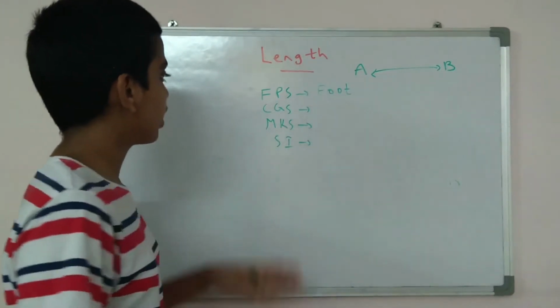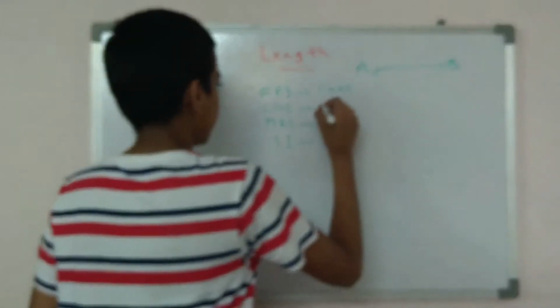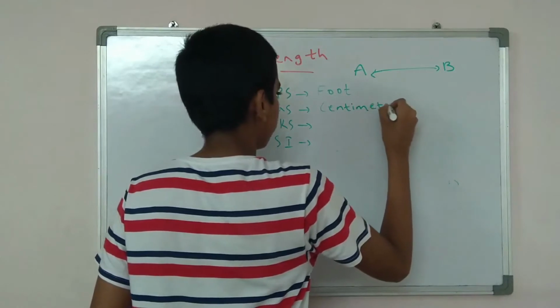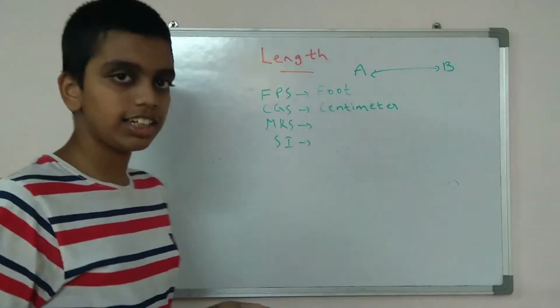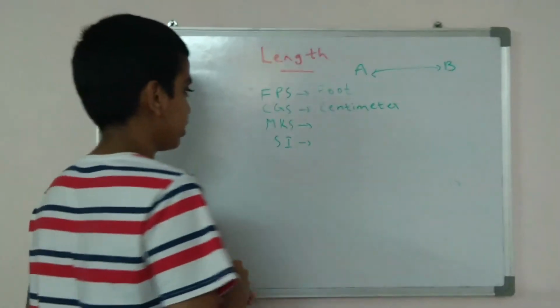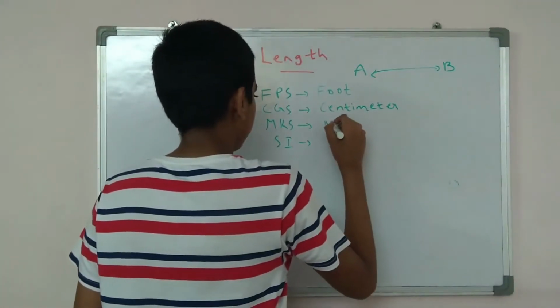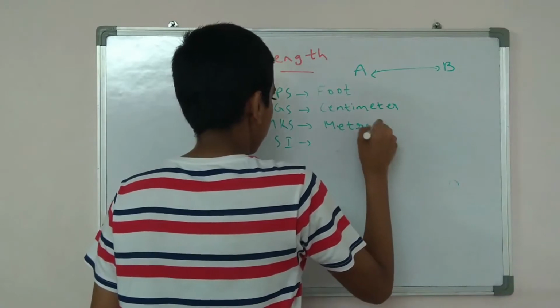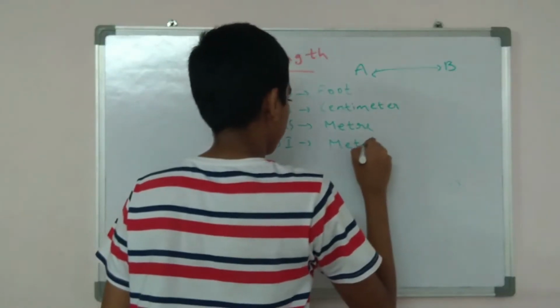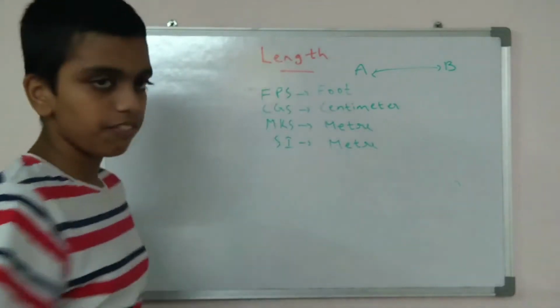The unit of length in the CGS system is centimeter. The unit of length in the MKS system is meter. The unit of length in the SI system is also meter. So these are the units of length in various systems.